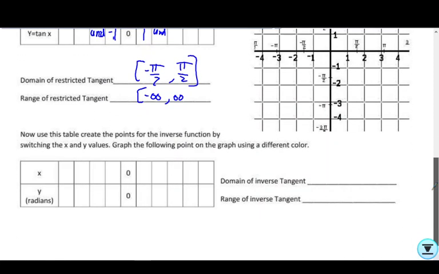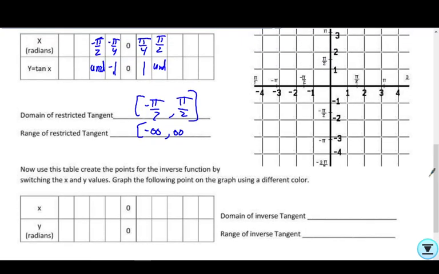Next, same thing we did before. We're going to switch our x's and y's. So this is undefined. This is negative 1, 1, undefined. This is negative pi over 2, negative pi over 4, pi over 4, sorry, positive pi over 2. Okay? There we go.